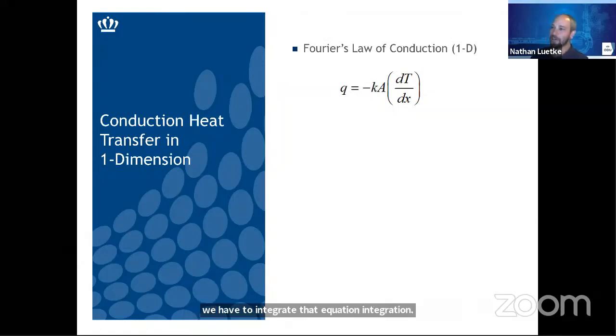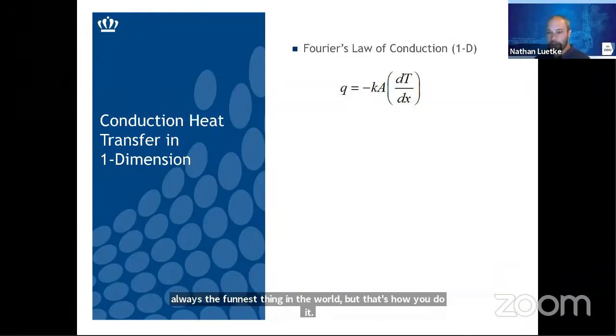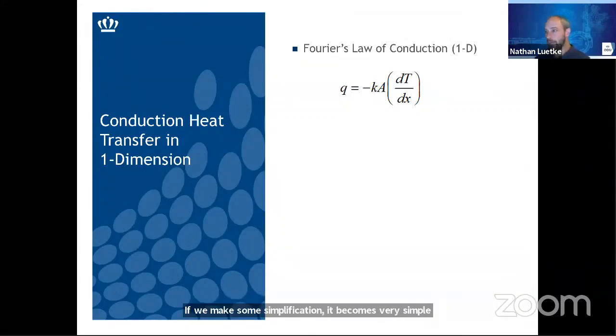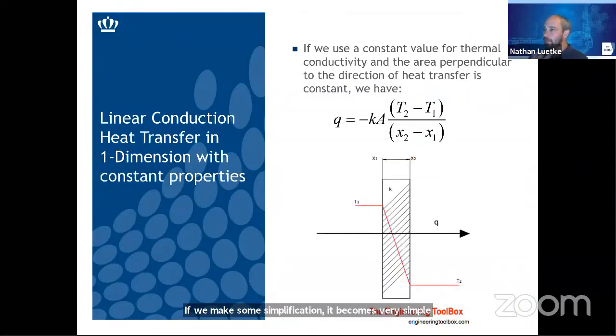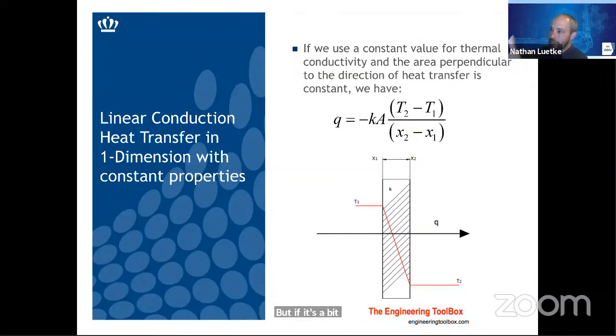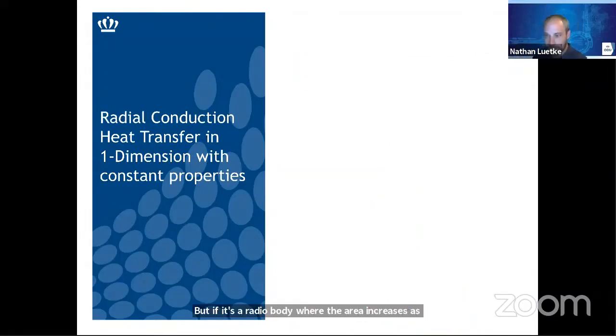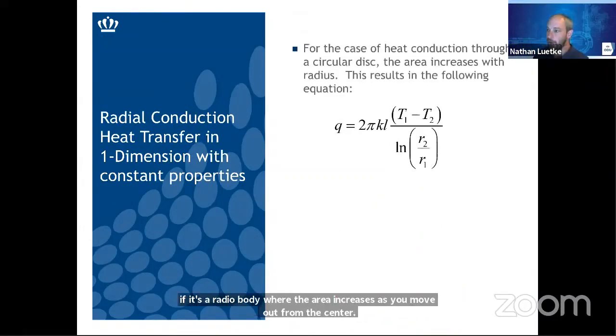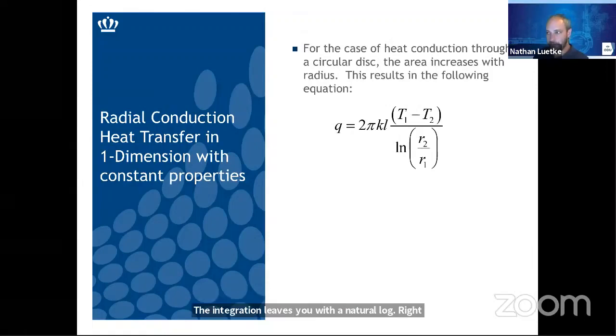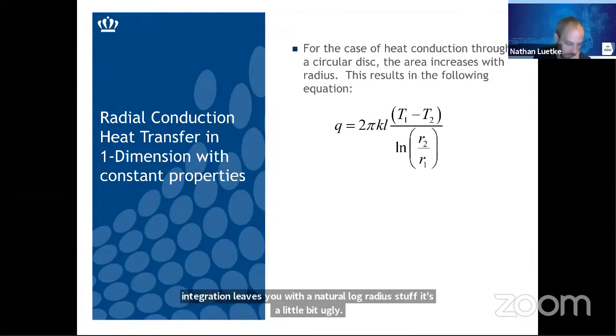It's not that big of a deal if you know how to do it, but you separate variables and you've got to integrate. It's not always the funnest thing in the world, but that's how you do it. If we make some simplifications, it becomes very simple, and the integration is that equation for a 2D wall. This is not a math class, we're not getting into that. But if it's a radial body where the area increases as you move out from the center, the integration leaves you with a natural log, radius stuff. It's a little bit ugly, but we'll get into application of that in a minute.